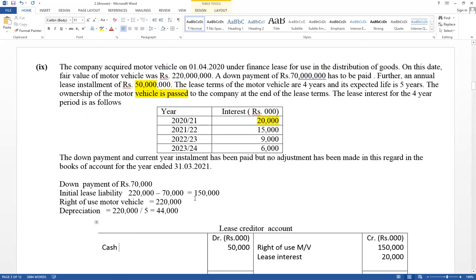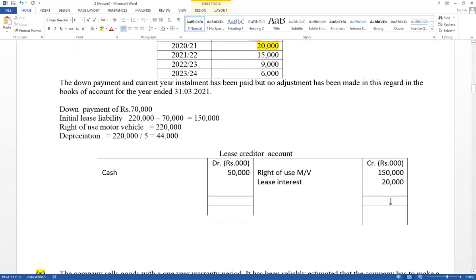You have to record the initial lease liability, current interest and installment. Then the lease creditor closing balance can be calculated. Take the credit side increase and take that value to the debit side. The difference value is the balance carried down. Therefore, this one minus this one will be equal to 120,000.